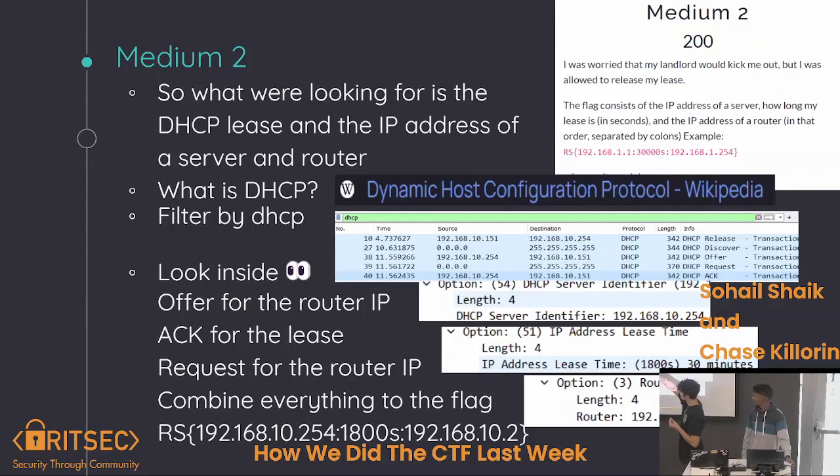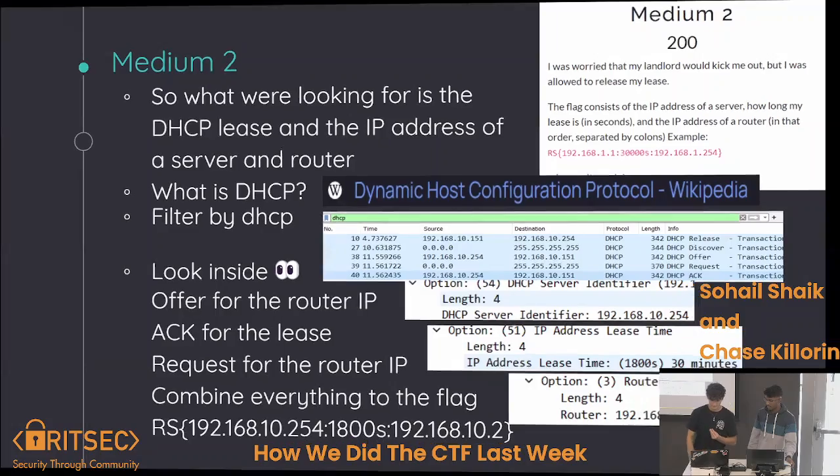Filtering through DHCP brings us to these different request, offer, ACK, release, and discover packets. When you look inside, you have the sub-options to find the server IP address, the lease in seconds, and the router IP address, all in separate segments. Then the weird formatting of this flag really took a lot of time. I got it backwards a couple of times. Lease was kind of weird, but just put it in, and you're good.